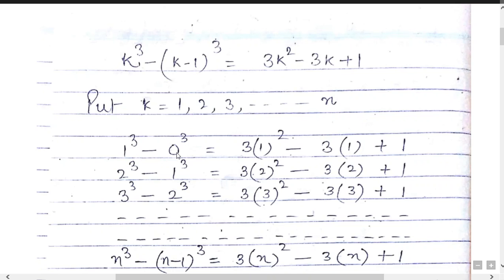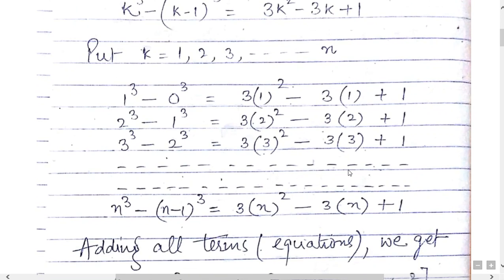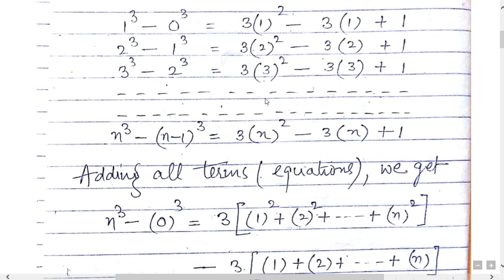First term is 1 cube minus 0 cube, then 3 into 1 square minus 3 into 1 plus 1. Similarly, you can write other terms. Now add all the terms. When you add the terms, you can cancel 1 cube with 1 cube, then 2 cube, then 3 cube, and so on up to (n minus 1) cube. It means on the left hand side, the remaining term is n cube minus 0 cube. And on the right hand side, it is 3 into sigma n square minus 3 into sigma n, plus n.